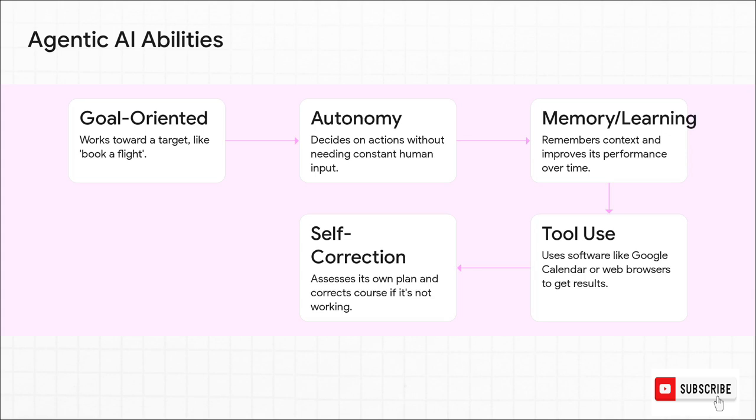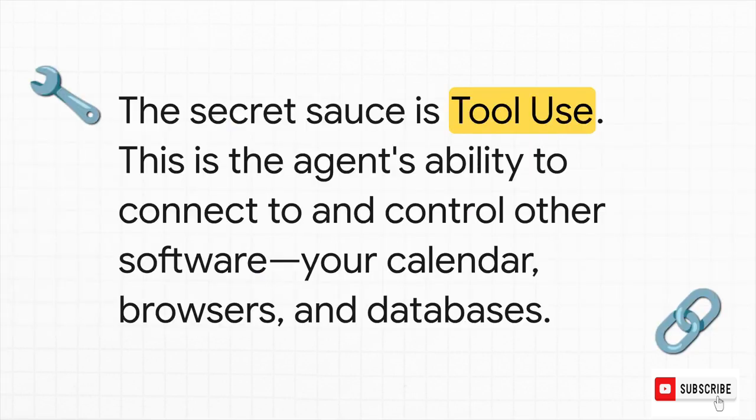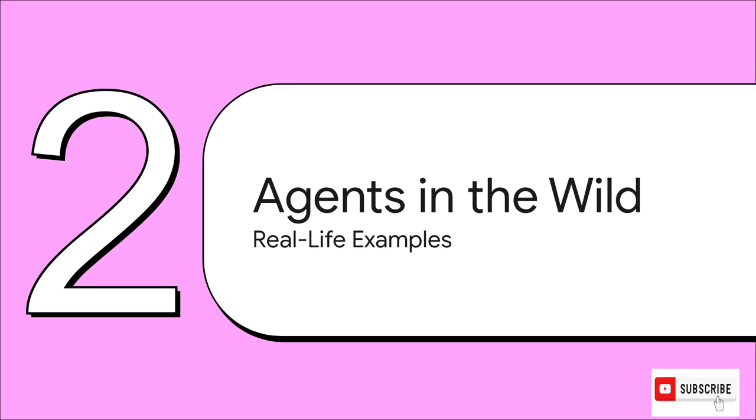But honestly, the real magic ingredient, the one that ties it all together, is its ability to use tools. Yep, the secret sauce is tool use. This is what lets the agent connect with and control other software. We're talking your calendar, your web browser, databases, pretty much anything with an API. This is what allows the AI to finally break out of that little chat window and actually do things in the digital world. So theory is one thing, but what does this actually look like in the real world? Let's dive into a couple of examples to see how this all clicks together.